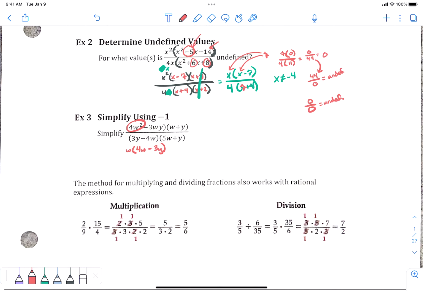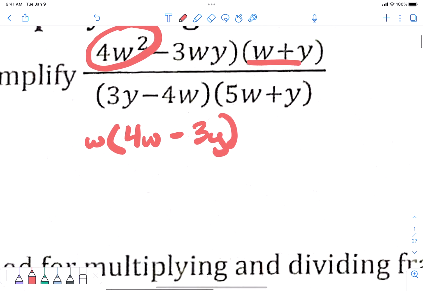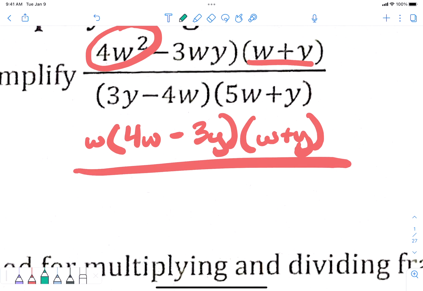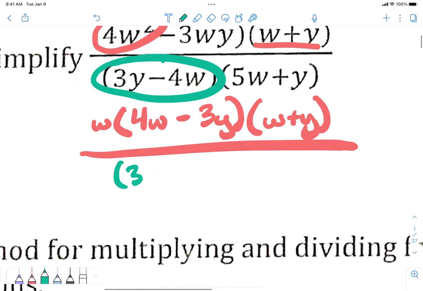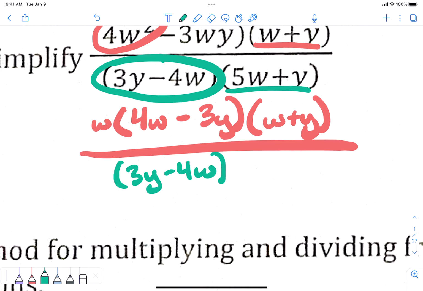All right, let's go to our next bubble. W plus Y. Can we break it down? No, so we just write W plus Y. On the bottom, this first chunk right here, 3Y minus 4W. Can I break something down or pull something out? No. So 3Y minus 4W. What about 5W plus Y?